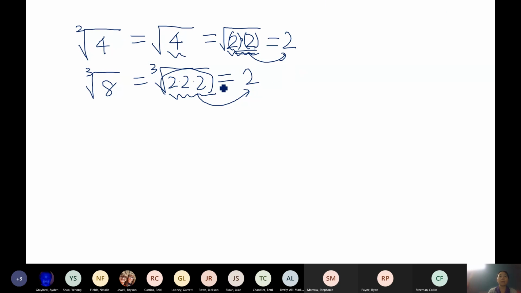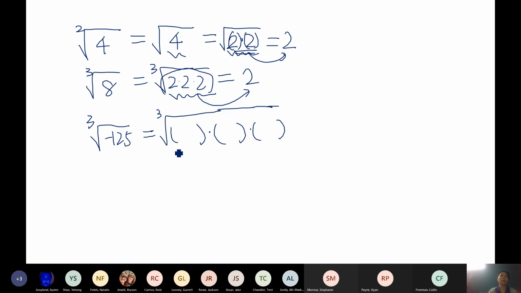simplify. Let's see. What if it's not a perfect square or perfect cube? So the first homework question, this is the one they ask you to do, cube root. So it's like asking you, negative 125, how do you write negative 125 as a product of 3 copies of something? Okay, so whatever you get will be the answer.